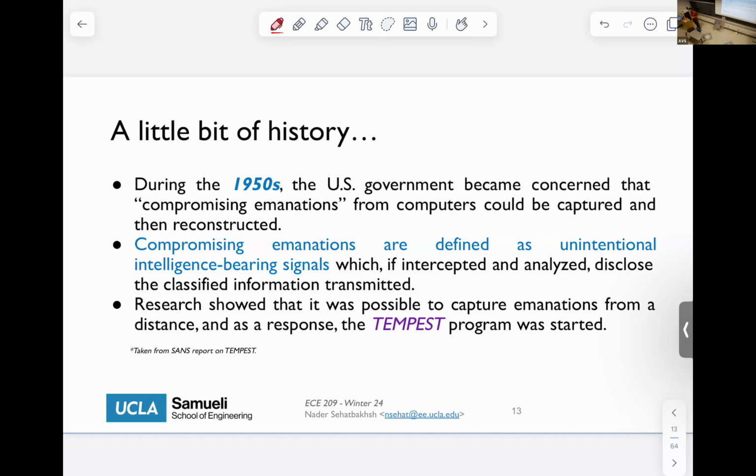And that was kind of the important wake up call for the US government at that time, that this potentially can reveal secrets about their messages, because that particular method was used for communicating messages between different branches of military and so on and so forth. And this was the start of what is called the Tempest program.